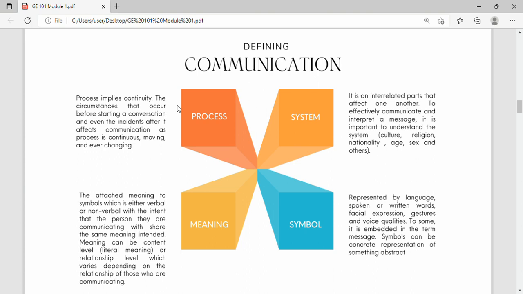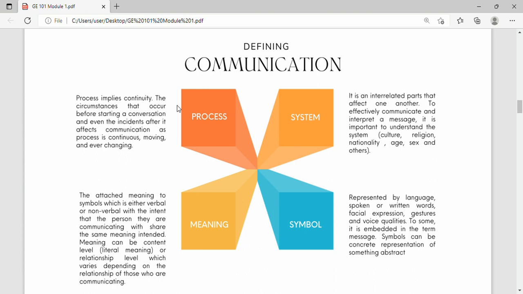Next is the system. It is an interrelated parts that affect one another. To effectively communicate and interpret a message, it is important to understand the system. So para daw maging effective yung communication ninyo, kailangang maintindihan mo or maunawaan mo yung sistema.